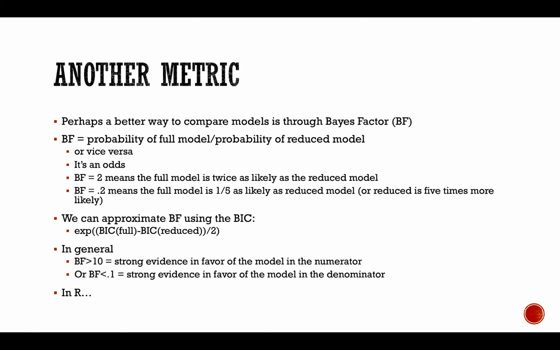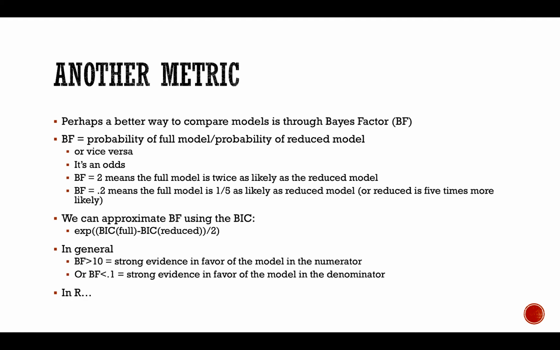So perhaps there is a better way to compare models through what we call the Bayes factor. The unfortunate thing with AIC and BIC is the rule of thumb is, all right, smaller is better. Okay, they're really, really close. Is that close enough? You want to know, is it super better or just a little bit better? And it really doesn't tell you.